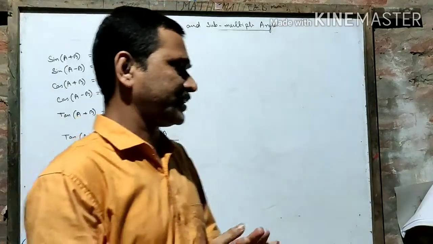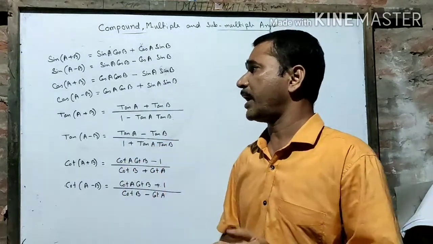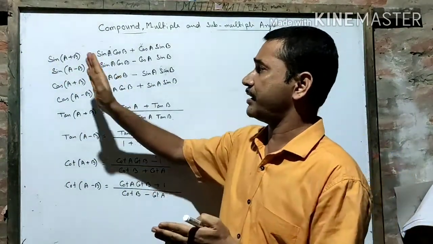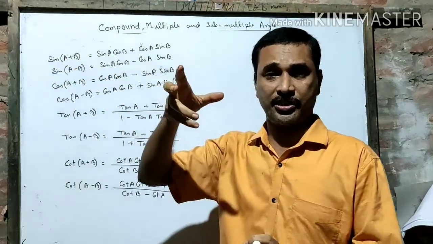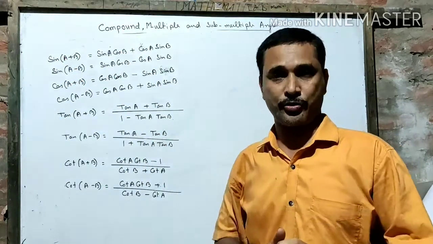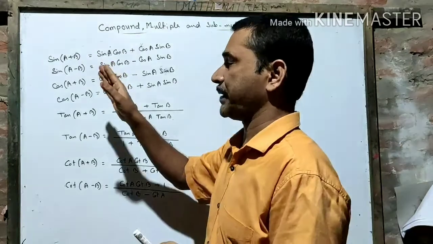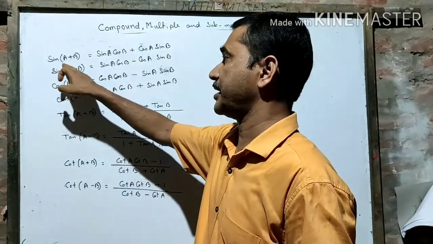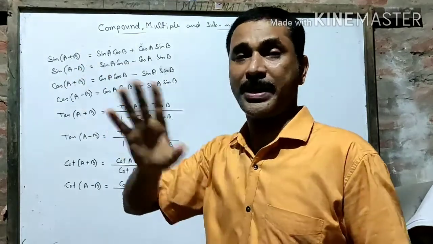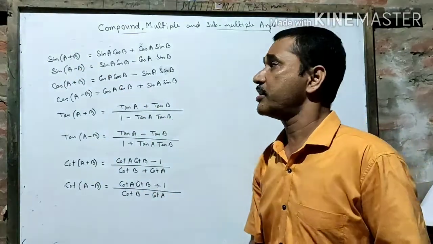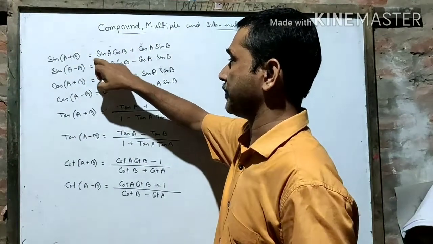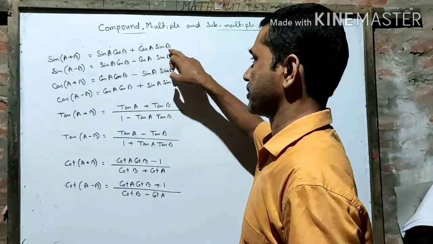One very important thing, perhaps I have told you earlier: sin, cos, tan are not kept as a product here, it's a function. It will act as per its rule. Sin of A plus B does not mean sin into A plus B. You cannot multiply, you cannot write sin A plus sin B. You cannot multiply sin, cos, tan. These are functions, so you have to go according to their law, and this is the law. Sin A plus B is equal to sin A cos B plus cos A sin B.